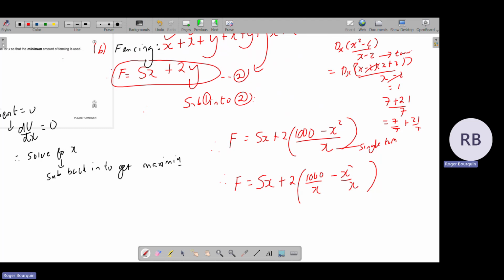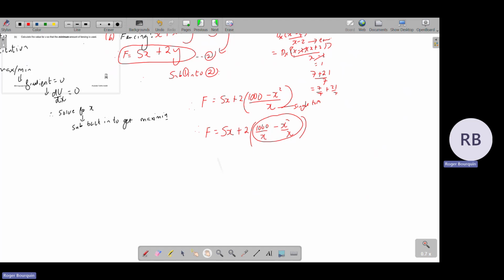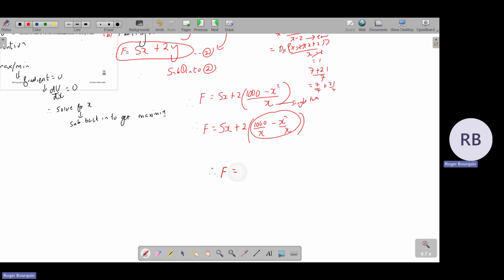But now what don't I want? I don't want a variable in the denominator. So try to sort out that mess over here. So what's 1,000 over x going to become? 1,000 x to the? Okay, so this is quite tricky. Okay, minus x squared over x is? We're good with that? Distribute that 2 now and add like terms.